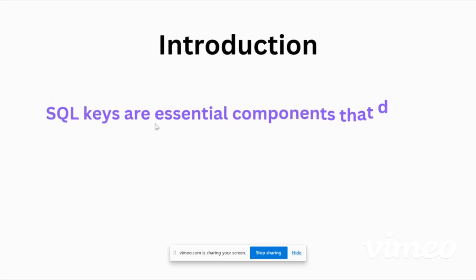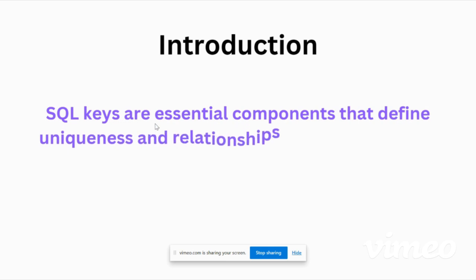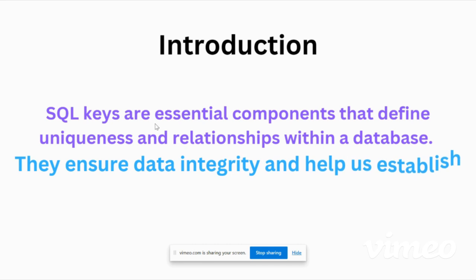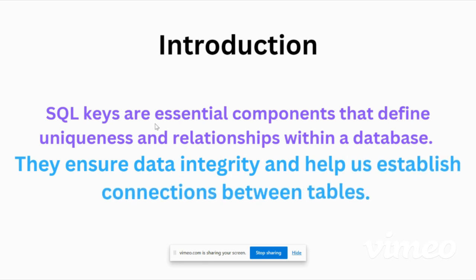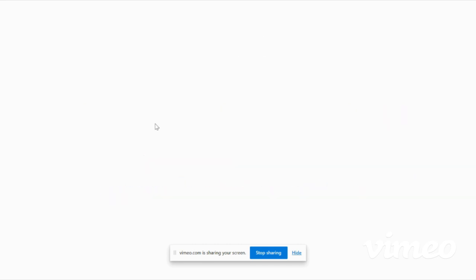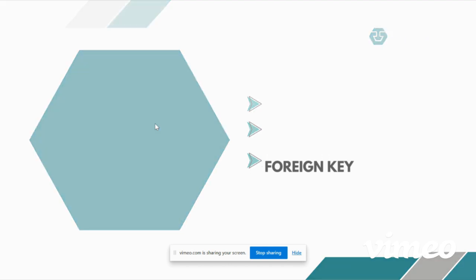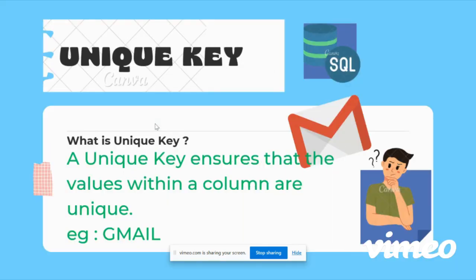SQL keys are essential components that define uniqueness and relationships within a database. They ensure data integrity and help us establish connections between tables. Today, we'll be covering three different types of keys: unique key, primary key, and foreign key. So, what is a unique key?